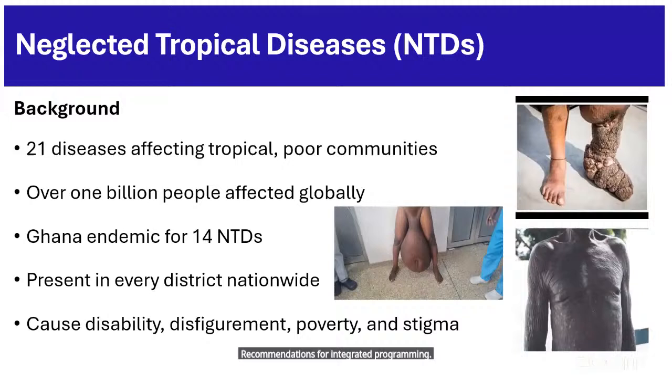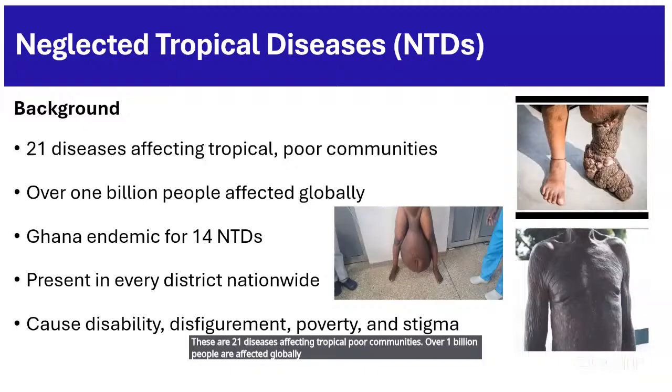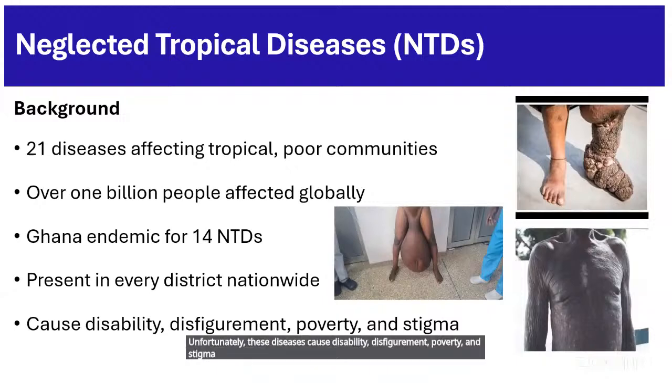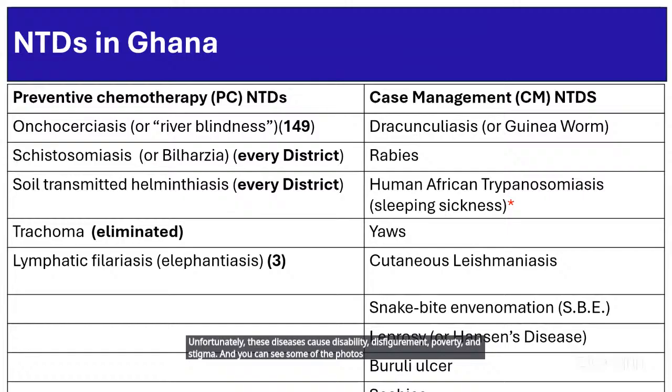So, ladies and gentlemen, let's talk about neglected tropical diseases. These are 21 diseases affecting tropical poor communities. Over 1 billion people are affected globally. In Ghana, we have 14 of these NTDs as of now. These NTDs are present in every district nationwide. Unfortunately, these diseases cause disability, disfigurement, poverty, and stigma. And you can see some of the photos of the diseases on the slide.